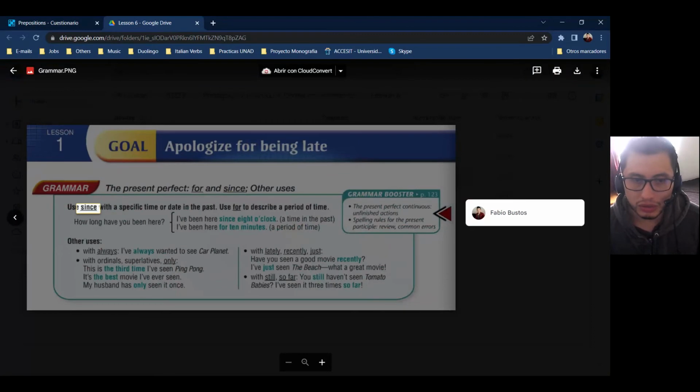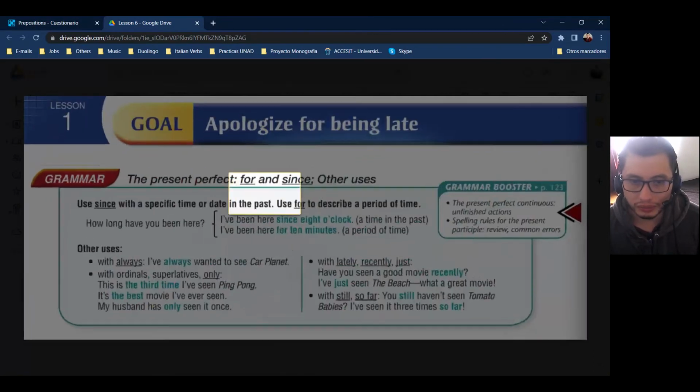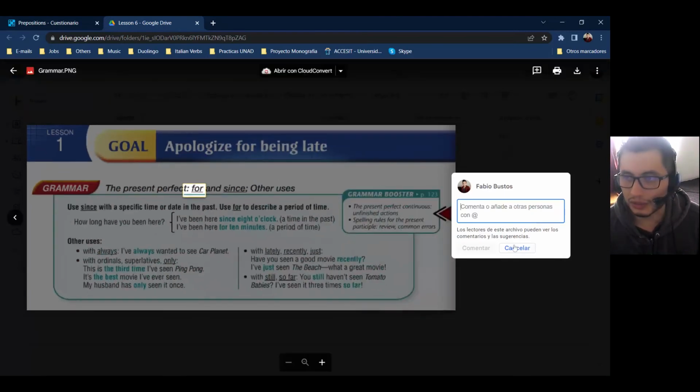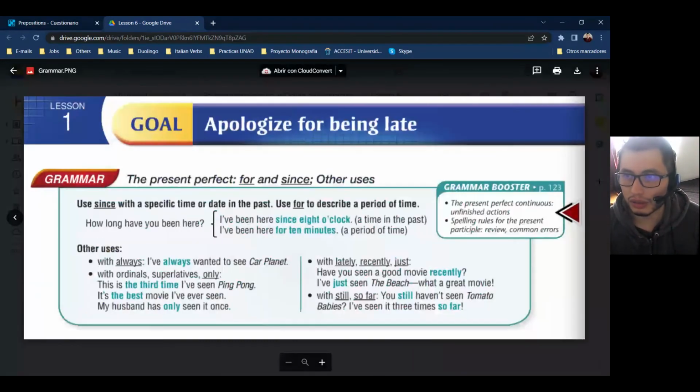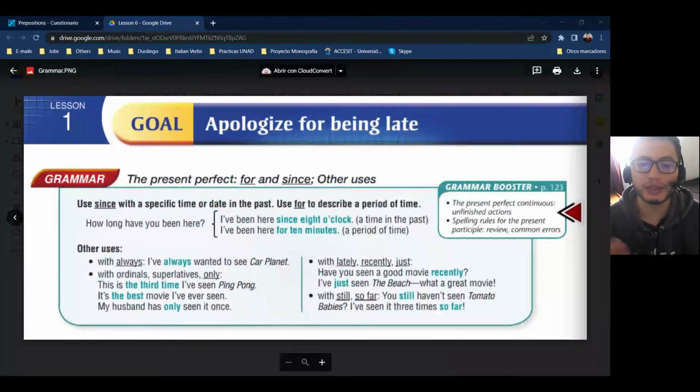And we're going to use for when you have to express a period of time. Example, a period of time could be 2 minutes, 3 years, 1 month, for a long time, for all my life. It's a period of time, not a specific time. I mean, if I say all my life, it is not specific. All my life is the period of time, you know. Here we have some examples.